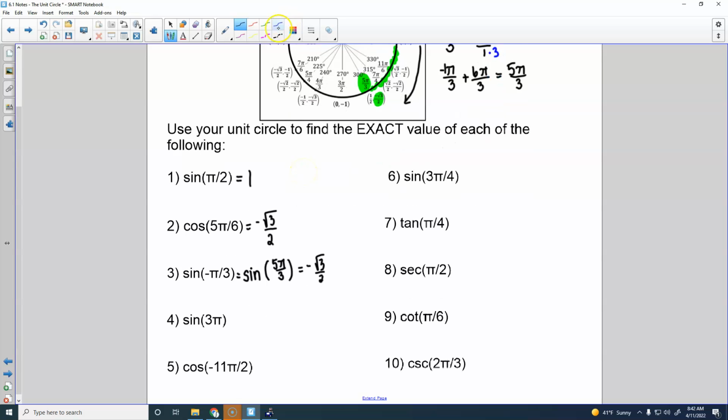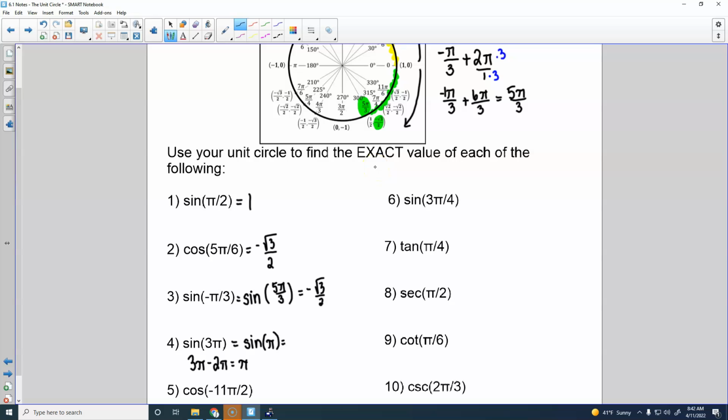The other option that you've got here, you can always add or subtract 2 pi. So 3 pi minus 2 pi would just give you pi. So sine of 3 pi is the same as sine of pi. And if I look at that unit circle there, Maddox, what would sine of pi be? It is 0. Very good. Because it is just your y coordinates there.